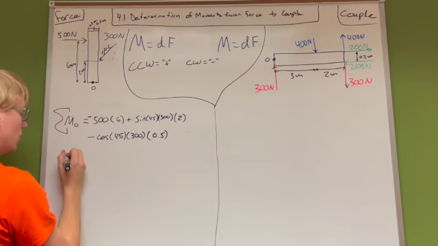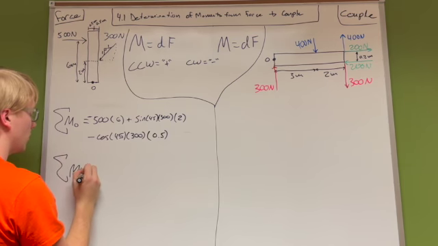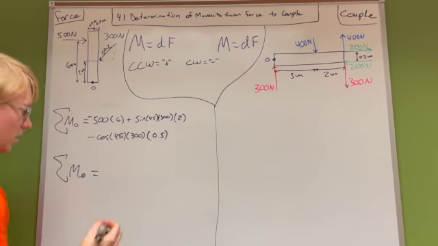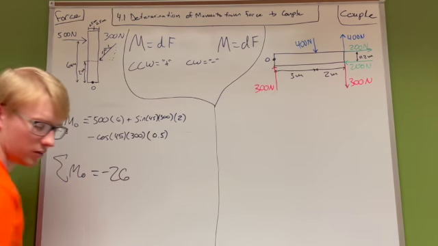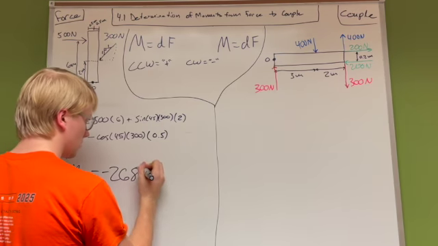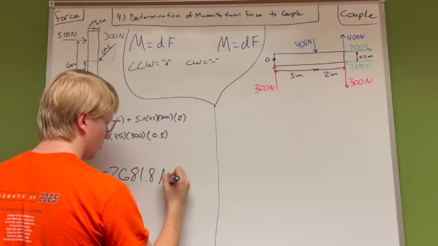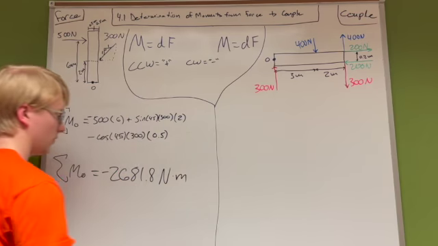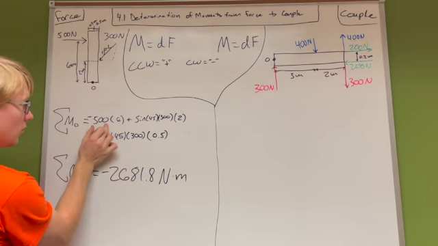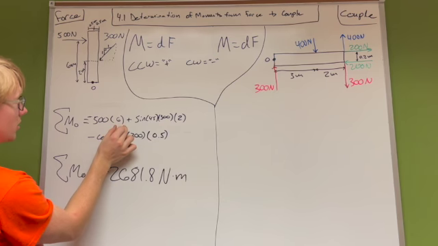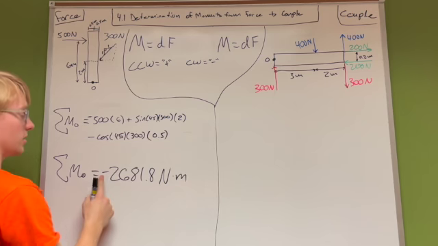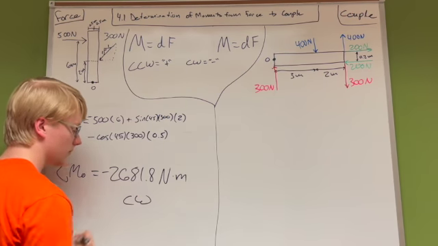And so when you do, what you'll get is negative 2,681.8 Newton meters. Right? That label is Newton meters because we're taking newtons, the force, times the distance, which is in meters. Okay, and this negative, right? It just signifies that it's clockwise.